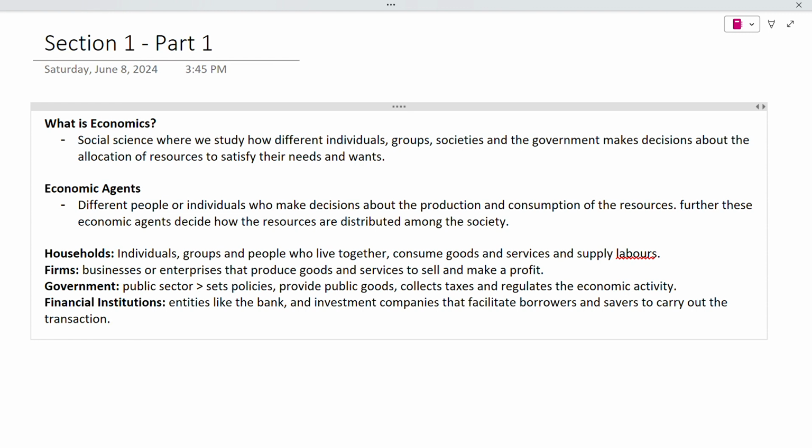We'll study more about financial institutions when we talk about the chapter that is money and banking. So we'll talk about the role of financial institutions in detail when we move to those chapters.